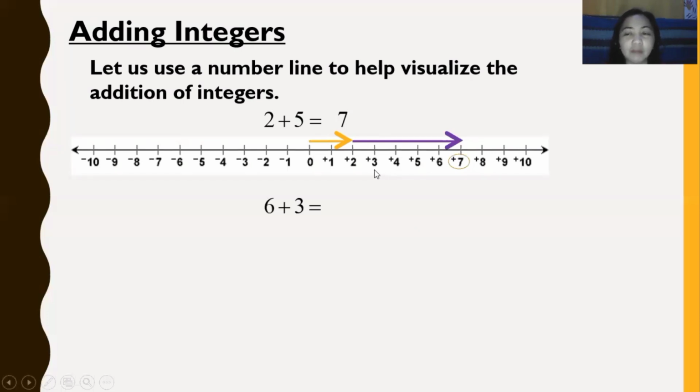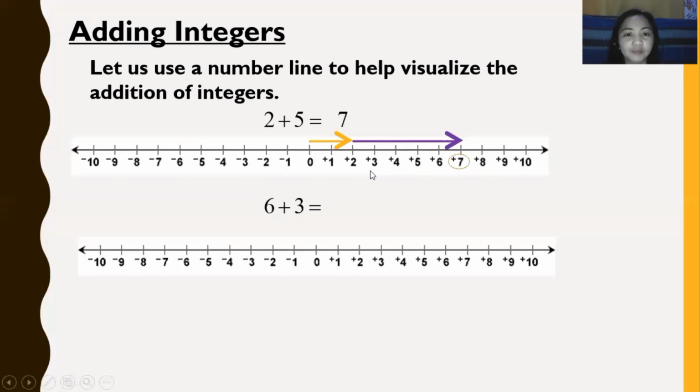Now, let's try positive 6 plus 3. We have here again a number line. So let's plot positive 6, and that is going to the right of 0, 6 units to the right of 0, and this is the positive 6. Now, we are going to add 3 units. Again, let's add 3 units. From here, we have 1, 2, 3, and that is positive 9. So therefore, positive 6 plus positive 3 is positive 9.